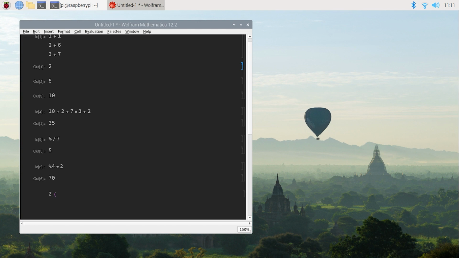So if we go 2 times 4 plus 6, what Mathematica should do, because it's in brackets, is add the 4 and the 6 together to get 10, and then multiply by 2 to get 20. And that's indeed what it does. So that's a little bit how we can use order of operations.